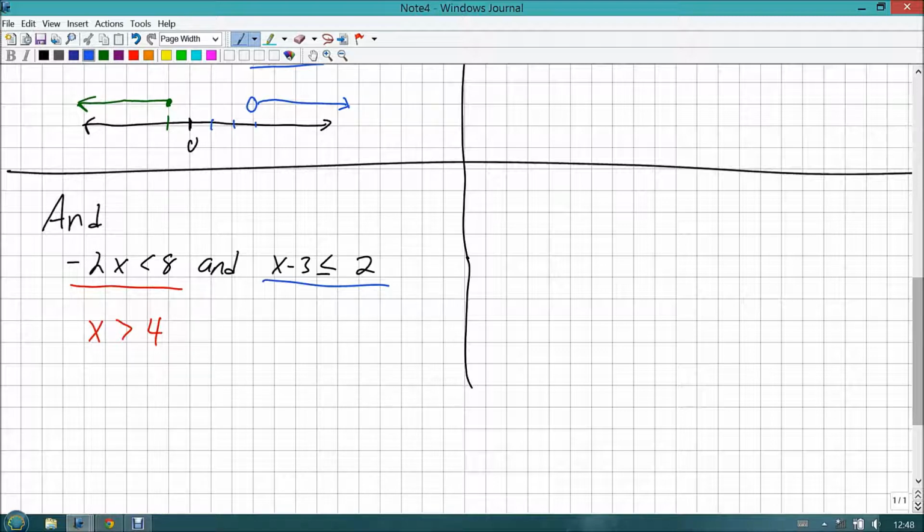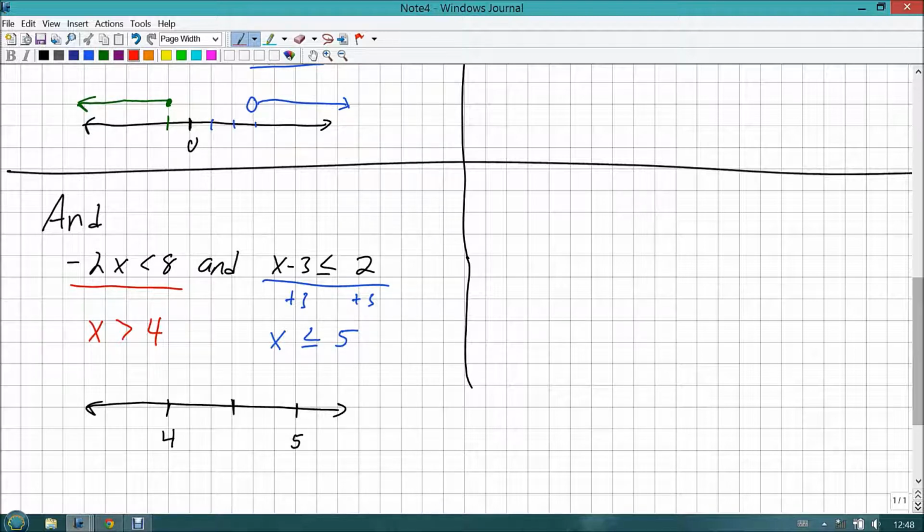On the other hand, we have x minus 3 is less than or equal to 2. To solve this one, I would add 3 to both sides, and I would have x is less than or equal to 5. So from the looks of it, I think we're going to be trapped between 4 and 5. So I'm going to put a little dot in the middle. I'm going to call that 0. Actually, I'm going to call this 4. And I'm going to call this one over here 5. And the middle one will be like 4.5.